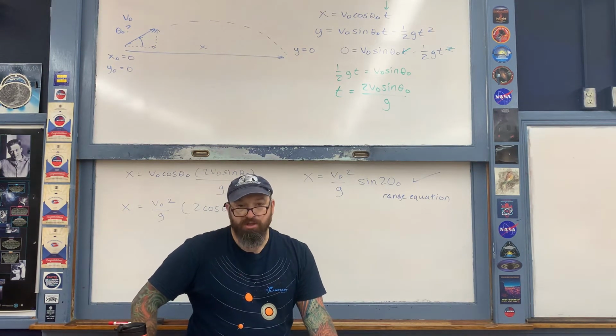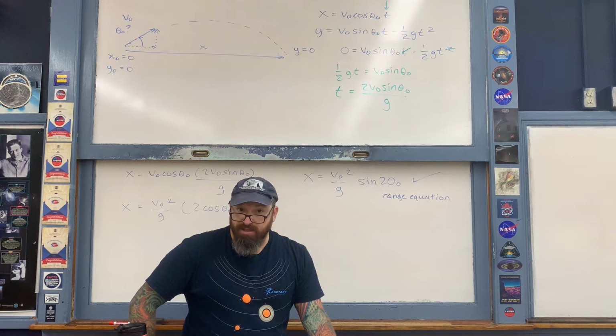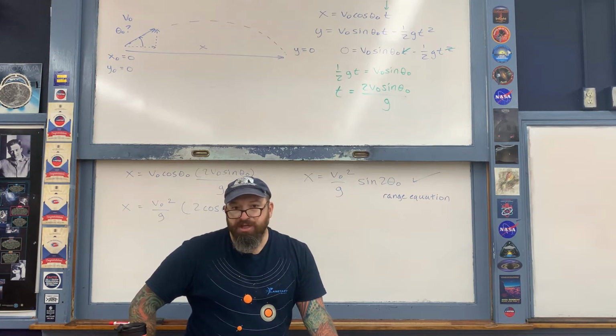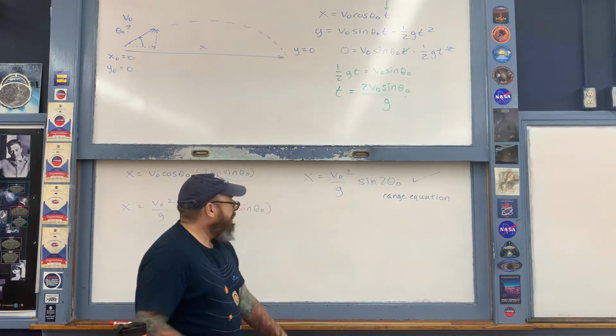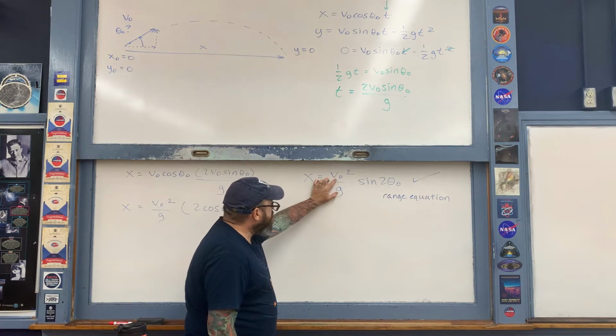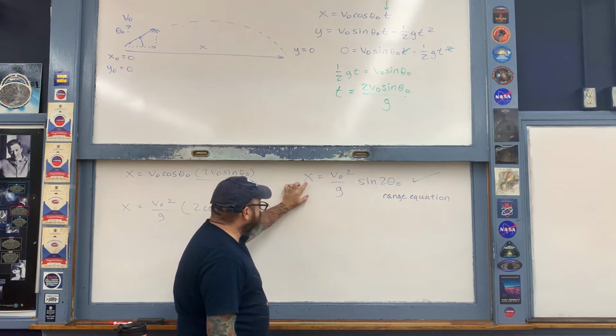So what I'm going to do here for the problem that we're working on is apply the range equation, and then I'll also apply it for a second example as well. Here's how it works in this problem. Regardless of the value of the initial speed v naught, what we want to do is make x as big as possible.